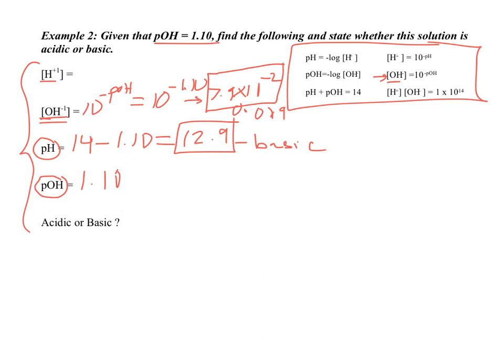And then lastly, we need to do our hydrogen concentration, which would be 10 raised to the negative pH. So 10 raised to the negative 12.9. And once we plug that in our calculator, it's 1.3 times 10 to the negative 13th molarity.